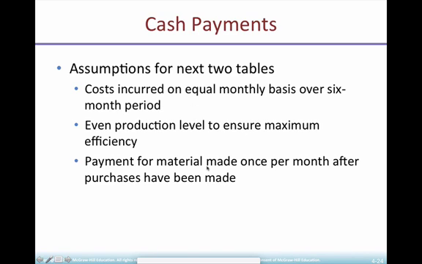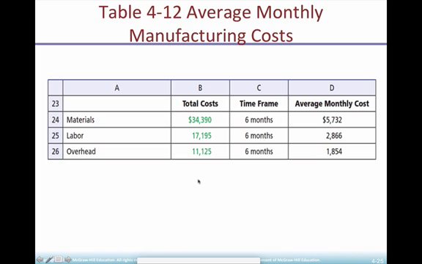This is what this business does. Consider equal amounts that are actually going to show here in average cost. So for the total of 6 months of materials from the previous slide, it was 34. If we average out, that means for the materials, the average expense per month is going to be 5,732. The same for labor, total divided by 6, average expense for labor, total overhead divided by 6, average expense for overhead.